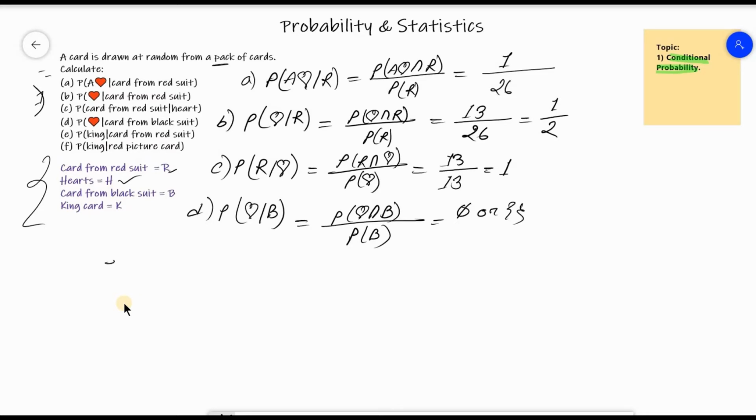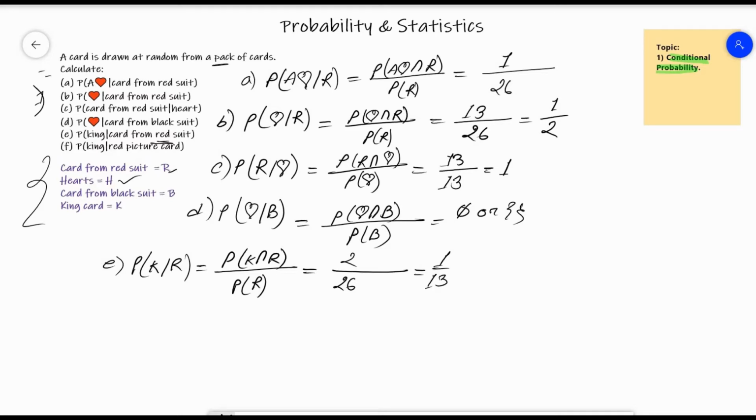Moving on to number E, we have to find out the probability of king card given that the card is from red suit. So we can use the formula of probability of king and red divided by probability of red. So out of 26 red suit cards, there can be 2 kings, and in total we have 26 red suit cards. So the answer will be, if we simplify it, 1 over 13.